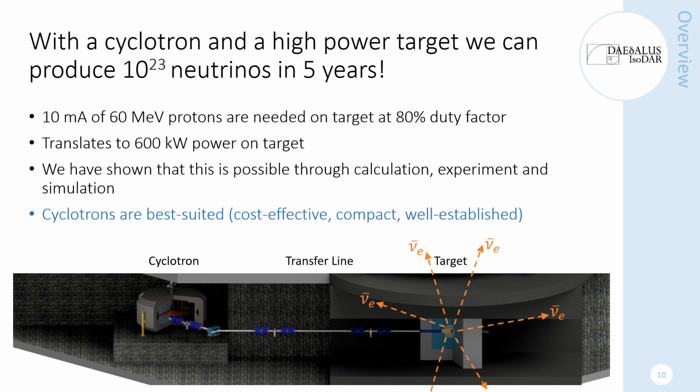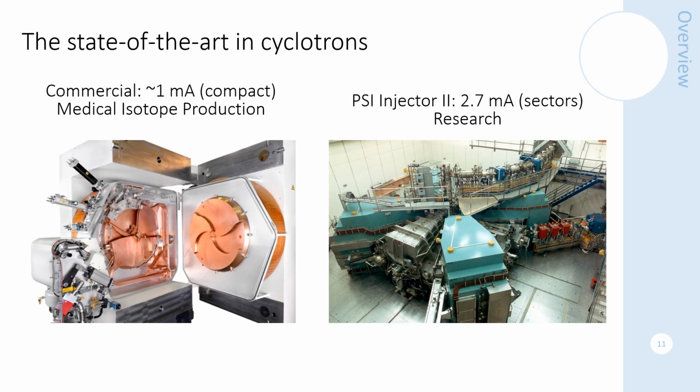Partly because they can be built very compact for underground installation, and partly because they have been around for a long time and are well understood and can be quite cost-effective. The state of the art in high current cyclotrons is twofold.